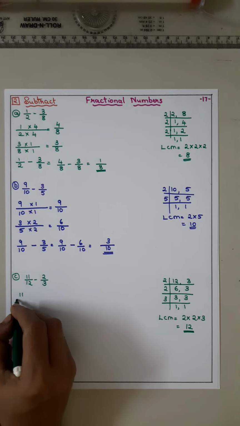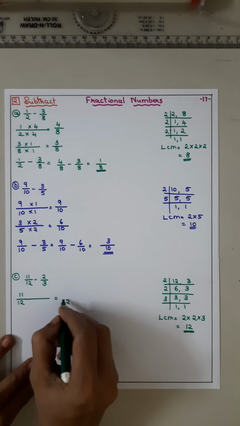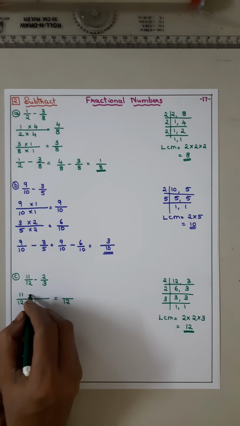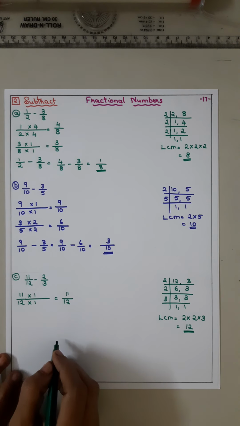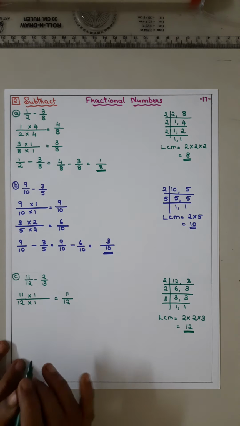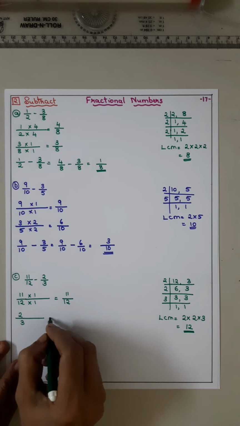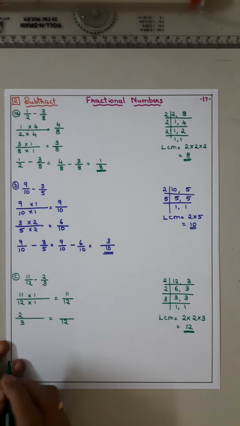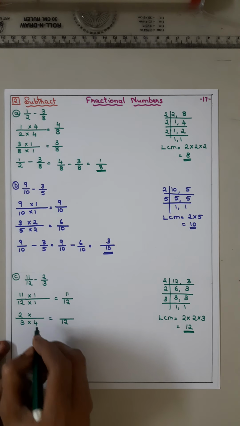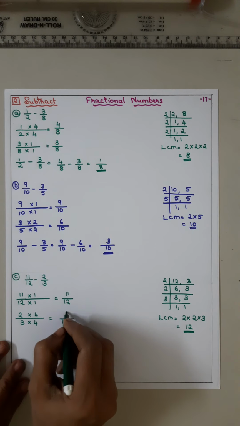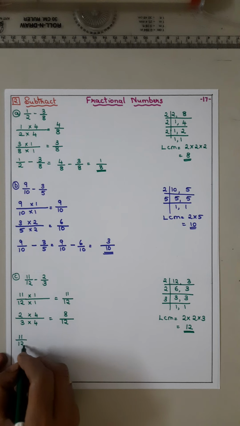So the first fraction is 11 by 12. Now 12, how much are 12? 1 ones are 1, so the numerator is 11 by 11, so 11 by 12 as it is. Now 2 by 3, convert to denominator 12. 3 how much are 12? 3 fours are 12. 2 fours are 8. Now write the question.